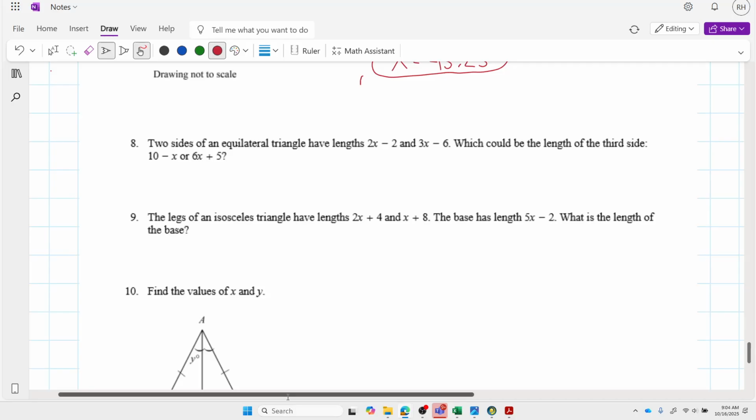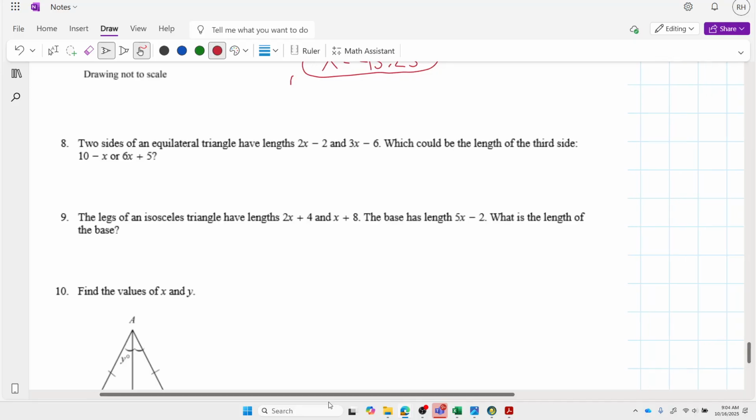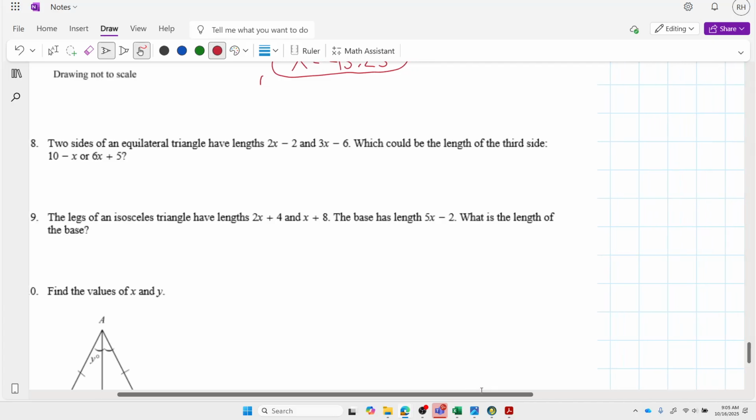Okay, number 8. Two sides of an equilateral triangle. Equilateral triangle means all the sides are the same. Okay? So I gotta move over here a little bit. So we got a triangle. It's equilateral.